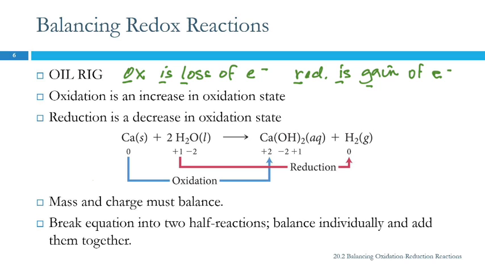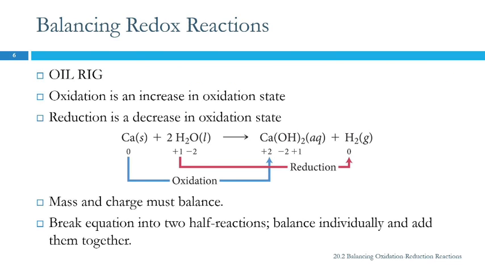So the book is teaching us what's called the half reaction method for balancing redox reactions. The plan here is we take that equation and you separate it into 2 half reactions. You balance those separately, and then you put them back together.